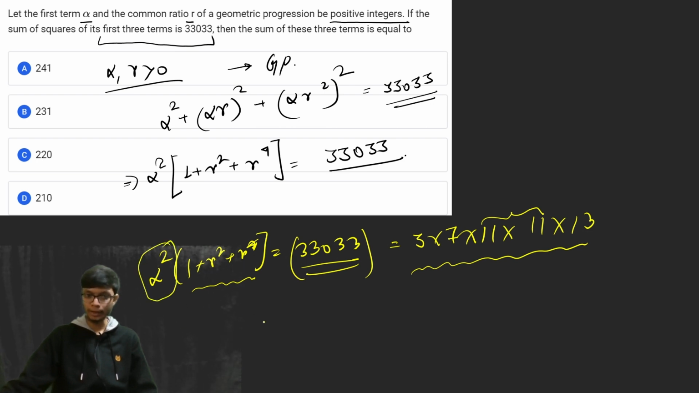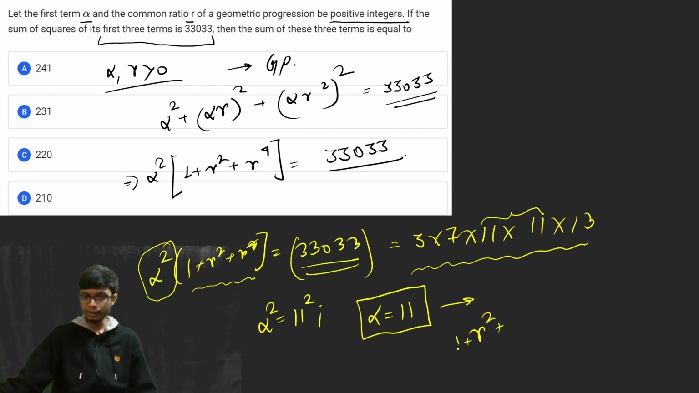So I can compare that alpha squared is equal to 11 squared. From here I get the value of alpha as 11. Now once I get alpha as 11, what I am left with is that 1 plus r squared plus r to the power 4 is equal to 33033 divided by 11 squared, and that value is equal to 273.